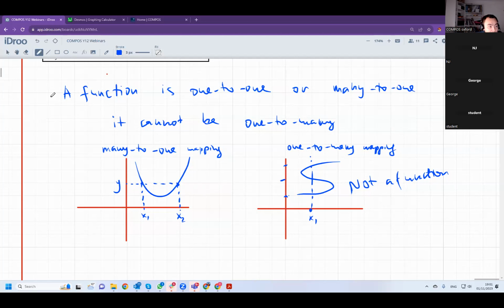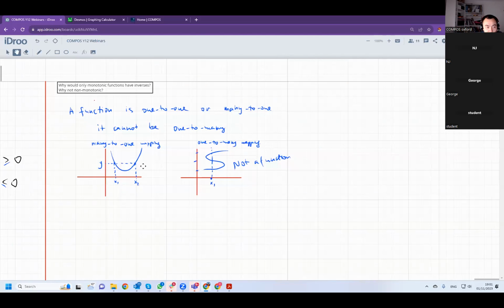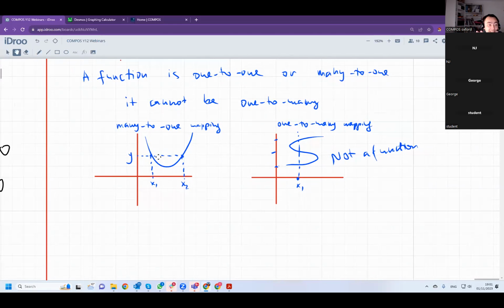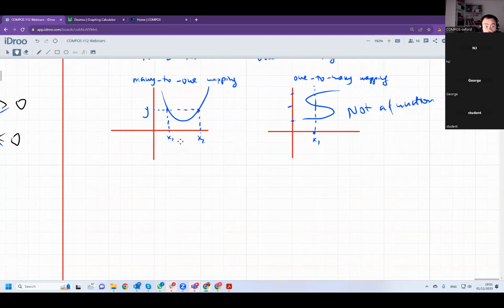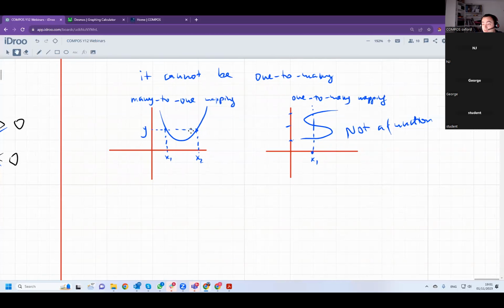So the inverse function is a reflection of the function in the line y equals x. I really don't want to go very deep into this because that's not the point I was trying to make. But basically, if the function is many-to-one, the inverse is one-to-many, and therefore it cannot have an inverse.